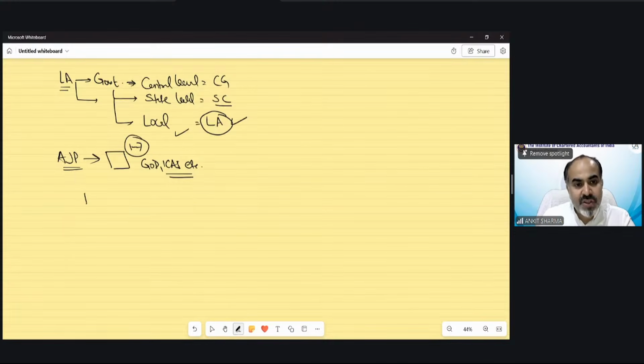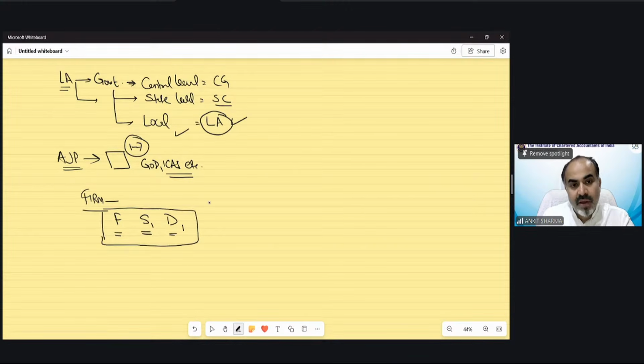Suppose there is a partnership firm in which the father, S1 and D1, son and daughter, these three are partners, equal partners. Fine.